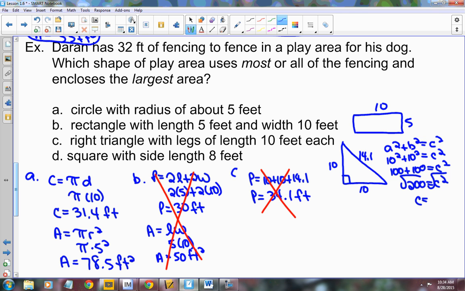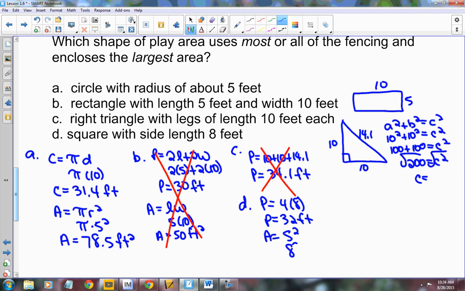Alright, so that was part C. Then we're going to look at part D. It's a square, and it's got side lengths of 8. So my perimeter would be 4 times 8, which is 32. That's exactly the right number of fencing, isn't it? Okay, so 32 feet. Now we'll look at the area, which is side squared.